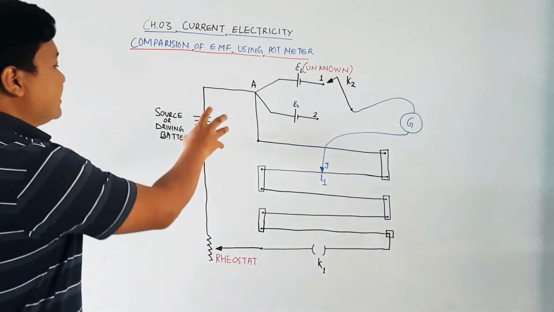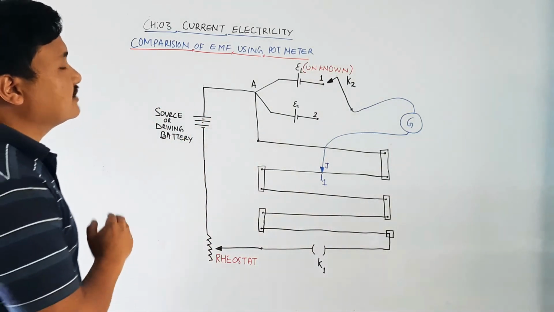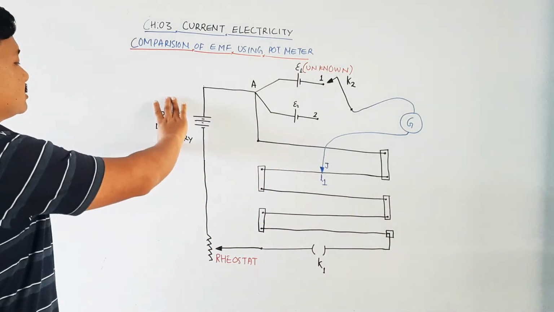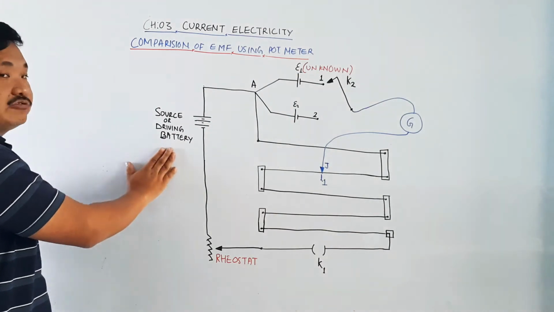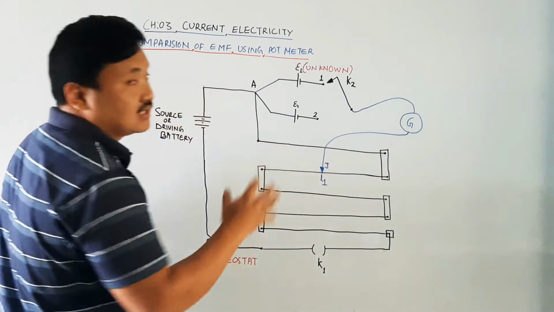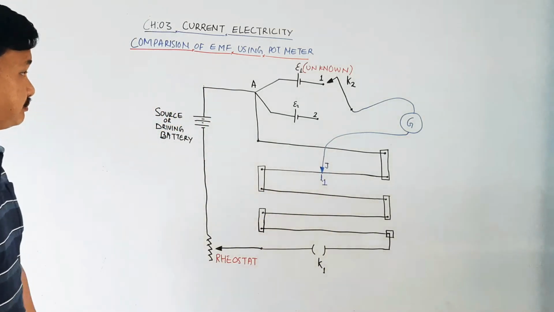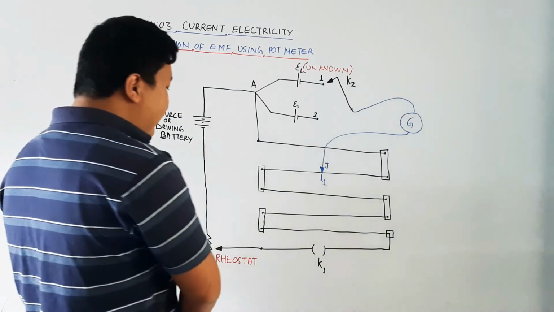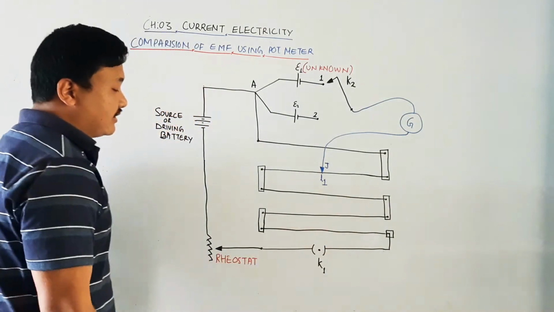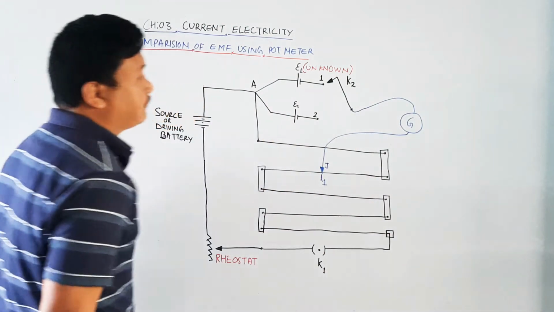This is my source or driving battery, which gives constant current in this circuit. Please remember, this driving battery gives constant current to flow in the wire of this potentiometer. Now, whenever I connect this K1 in the circuit, what will happen? The constant current will start flowing in all this wire, right?